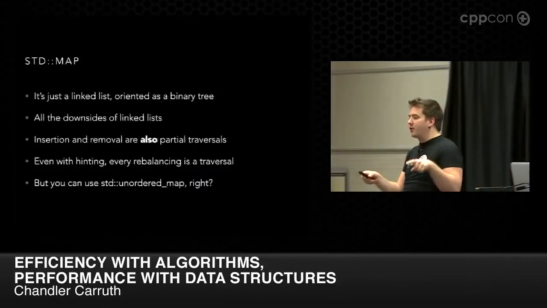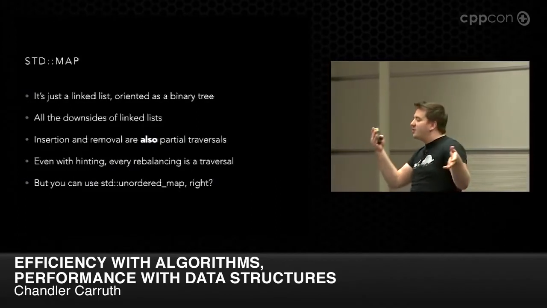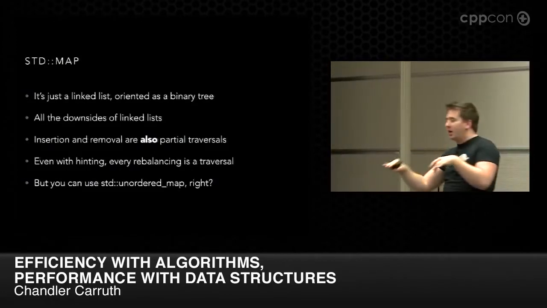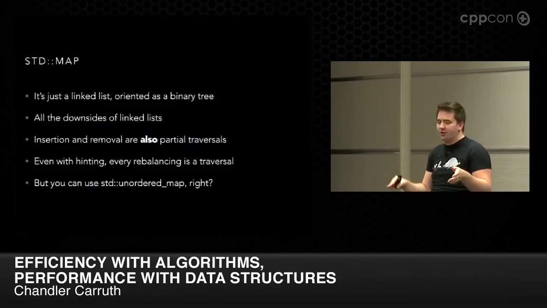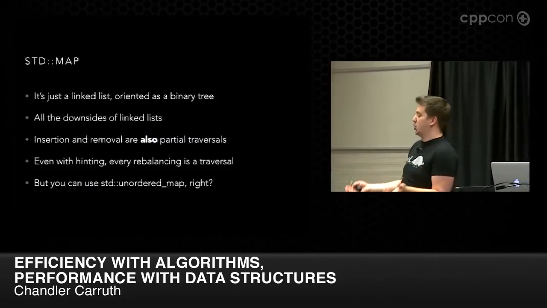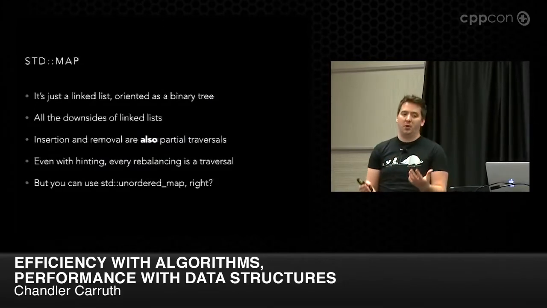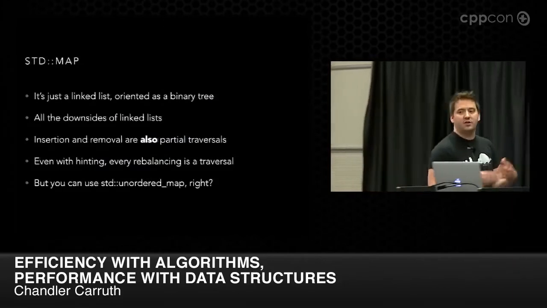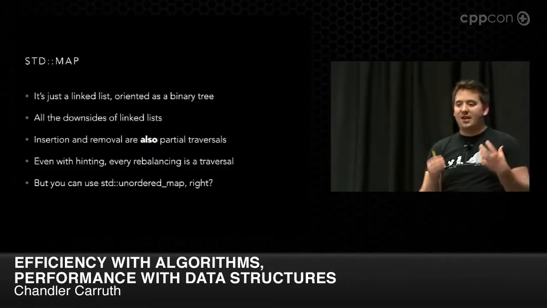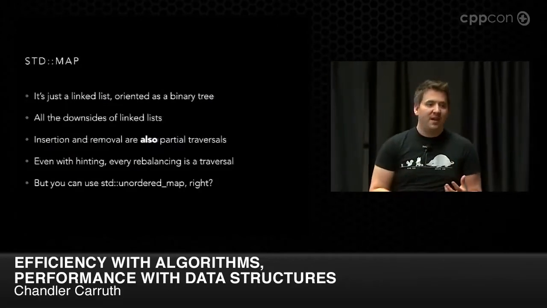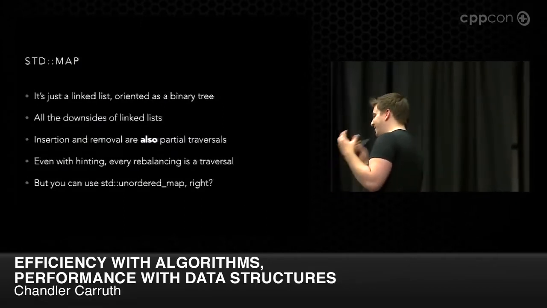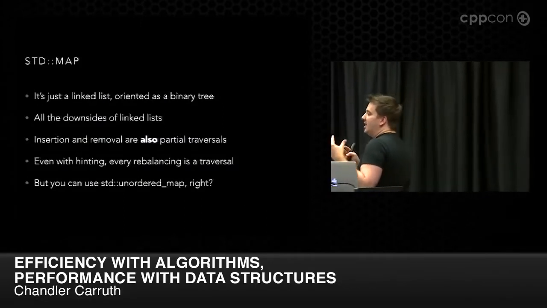Even if you play all the tricks, you pull out the insertion hint element into your map so that you immediately jump to the right node of your binary search tree to insert, a decent chunk of the time you're going to rebalance the tree, which is a terrible traversal, okay? And one of the slowest things you can do on a cache-oriented architecture, okay? Standard map is terrible.